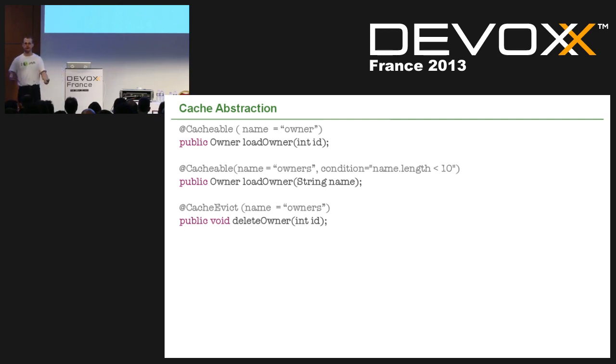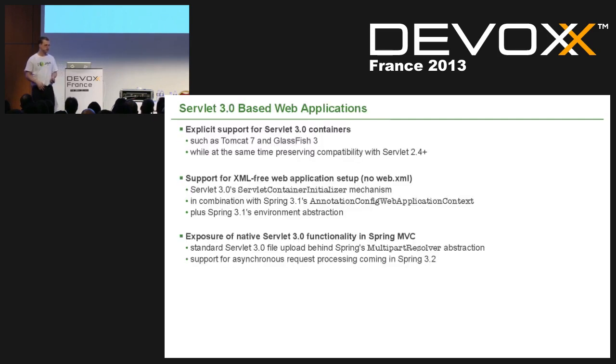You can evict records. You can say @CacheEvict, and that'll delete the data from the cache when you call that method. So if you delete something from the database, you want to also delete it from the cache so you have no stale data.